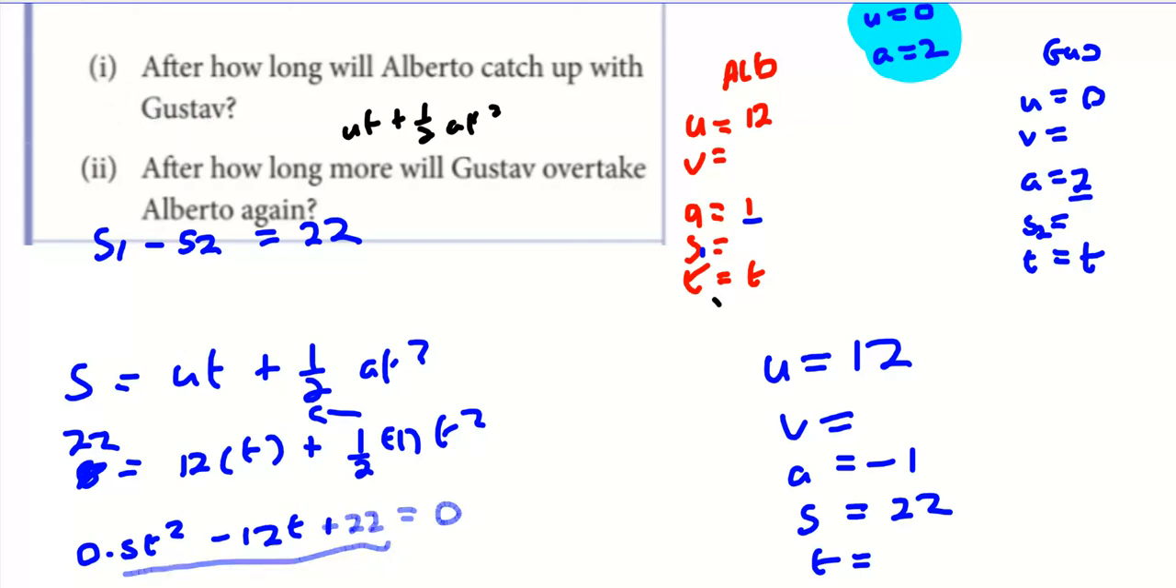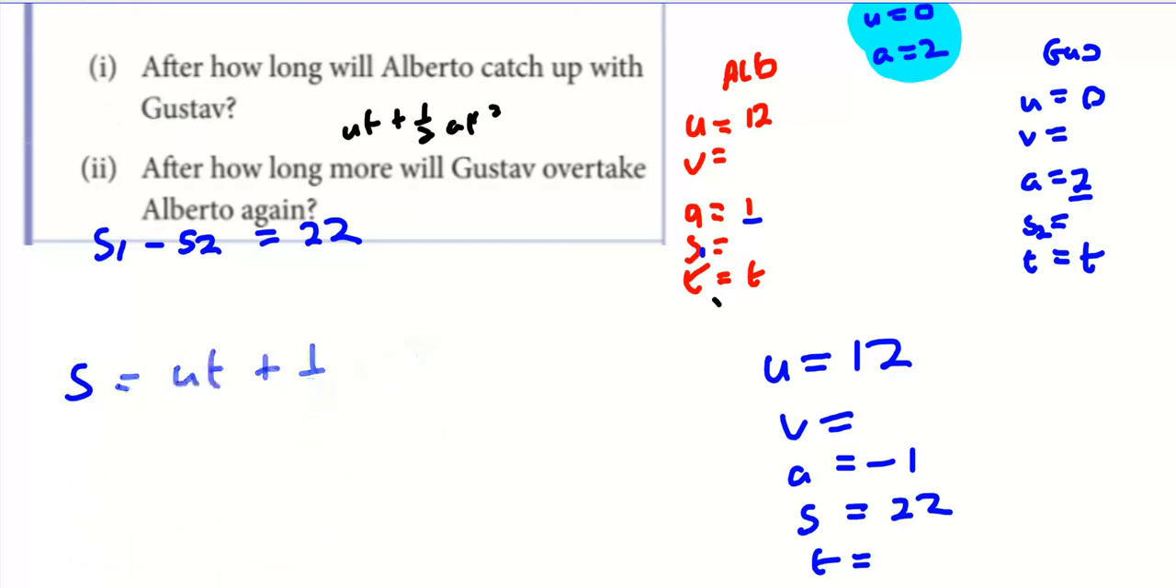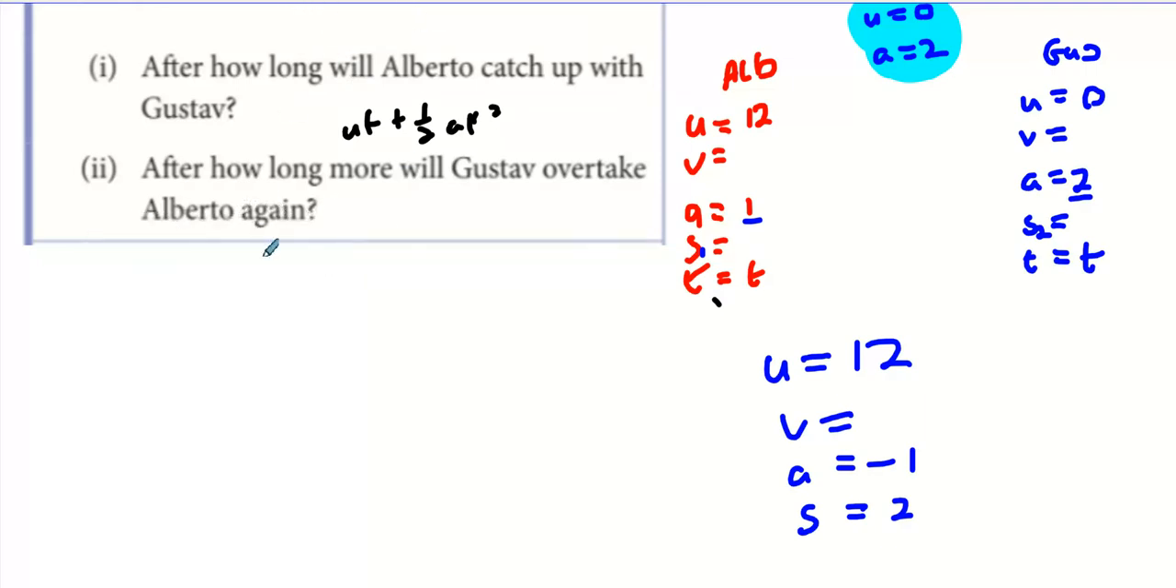All right, let's go back again. After how long more will Gustav overtake Alberto again? What does that mean? S1 equals S2. When you overtake somebody, the distance you travel is the same. Does that make sense? So this means the total distance traveled by Alberto.